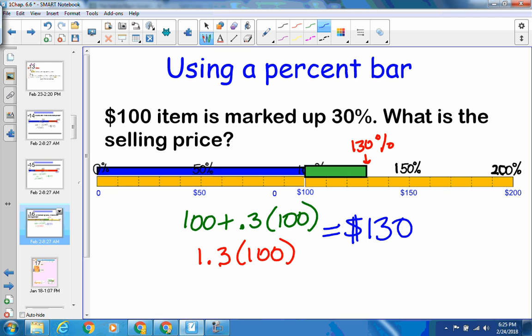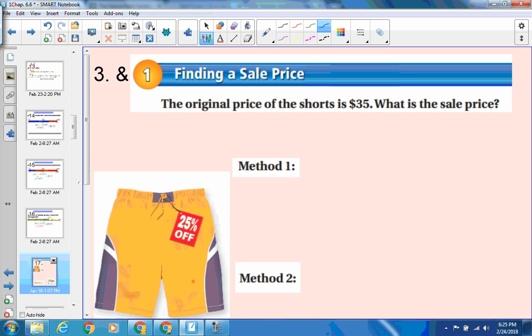Okay, so now we're going to go through the examples in your foldable. The first one being find the sale price. So look at the shorts, they're 25% off. I'm going to go through both methods on how you could find the sale price of the shorts. So our first method would be just to take away from $35. So we start with $35. That's the regular price, and we're going to be taking away 25% of $35.